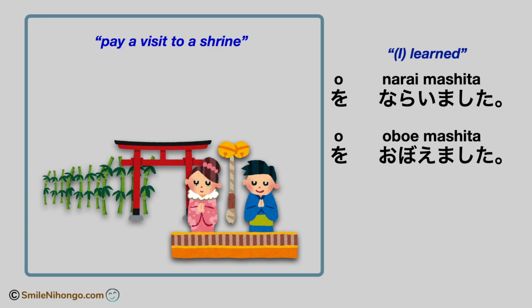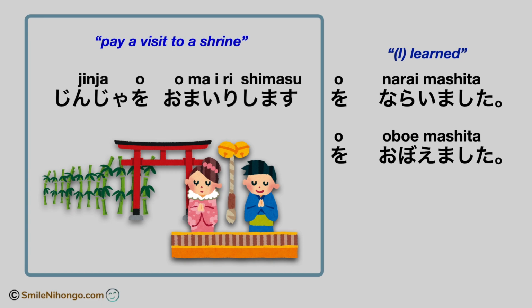Pay a visit to a shrine is either 神社をお参りします or 神社でお参りします。Let's use this one today. 神社でお参りします。Can you say, I learned how to pay a visit to a shrine in Japanese by using the information that you see here on the slide? I'll leave the answer below this video, but please try the translation for yourself first before you check the answer, okay?